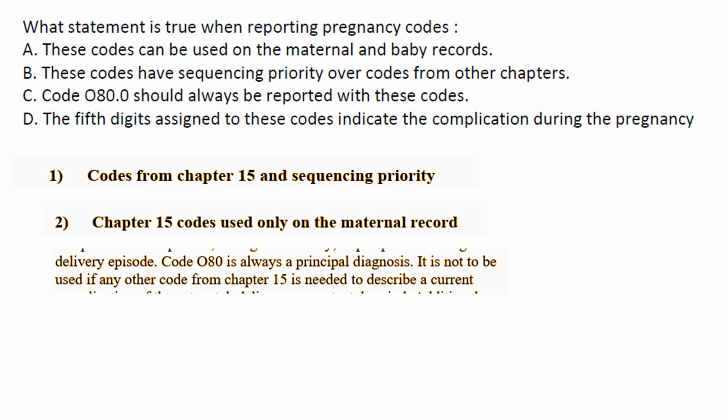What statement is true when reporting the pregnancy code? This code can be used on maternal and baby record. No, the chapter 15 codes are used only on the maternal record, and the pregnancy codes are mainly for pregnant ladies, and they go only on the mother's record. This code has a sequencing priority over the codes from the other chapter, and then we have the other two options also, and the correct option is the second option, that is option B, where this code has a sequencing priority over the codes from the other chapter, and all these guidelines are very clearly given in chapter 15, that is the pregnancy coding.